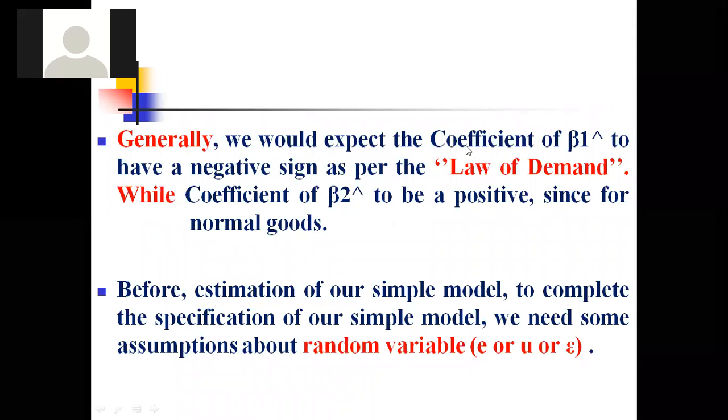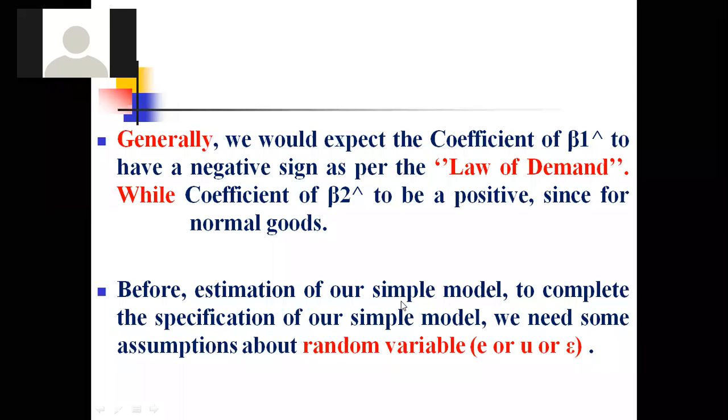We would expect the coefficient of beta 1 to have a negative sign as per the law of demand. Taking into account the theoretical background of the law of demand, there is a negative relationship between price and quantity demanded. And we expect the coefficient of beta 2 to be positive, because a positive relationship exists between the income of the consumer and demand for the commodity. When consumer income increases, demand for the goods increases; when income decreases, demand decreases, in the case of superior goods or normal goods.